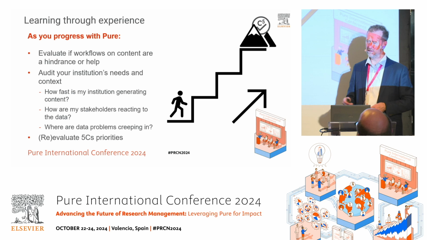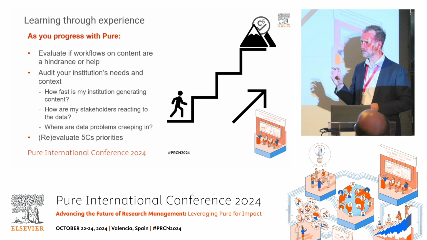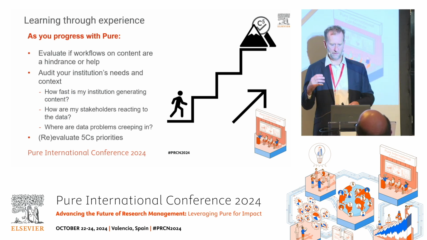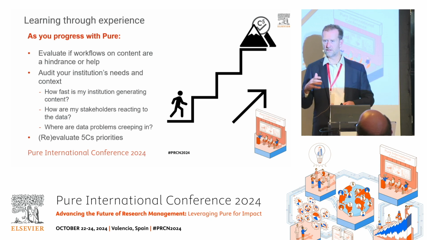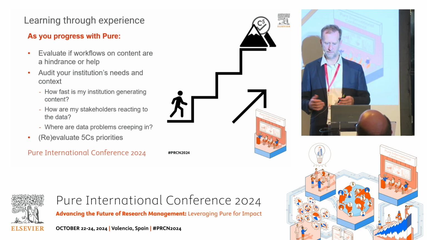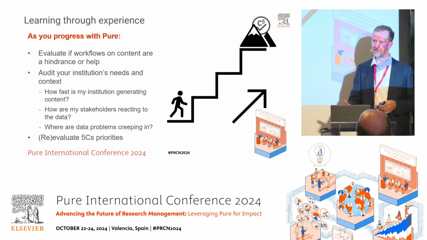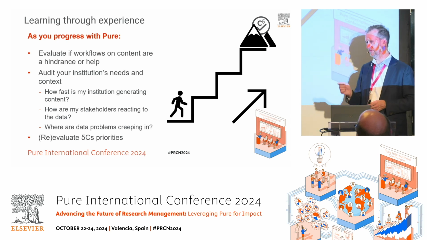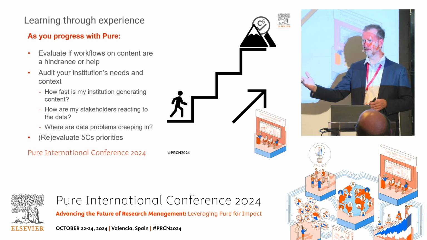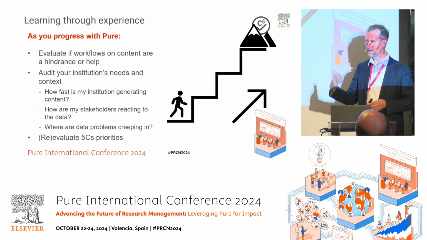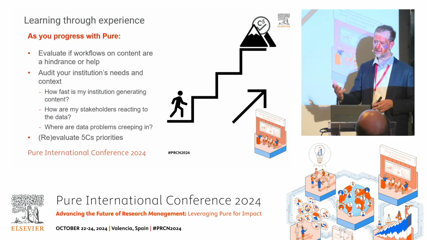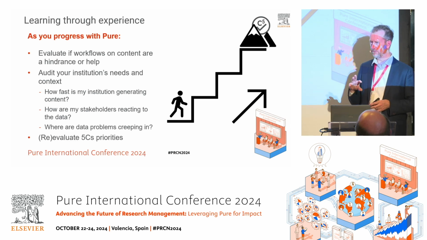And so the learning through experience part here, as you progress with Pure, is the evaluating, or the self-reflection: are my workflows working for me? So also thinking about your institutional context, has it changed from the implementation stage to year +1? Like how fast am I actually generating content in my institution? How are my stakeholders reacting to my reports? They say this collaboration map is rubbish. Does that mean I need to spend more time focusing on external orgs? And what are the data problems that are creeping in?